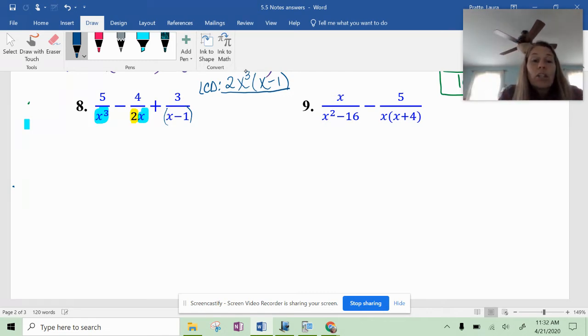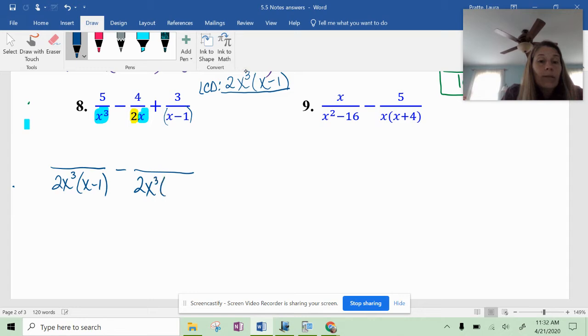So we need each of these denominators to become 2x to the third times x minus 1. So it's very annoying, right, that we have to write all this. And once you get the hang of it, you won't have to write it every time. You could just write it once as your common denominator. But I don't want to lose anybody, so I'm trying to break it down into steps.